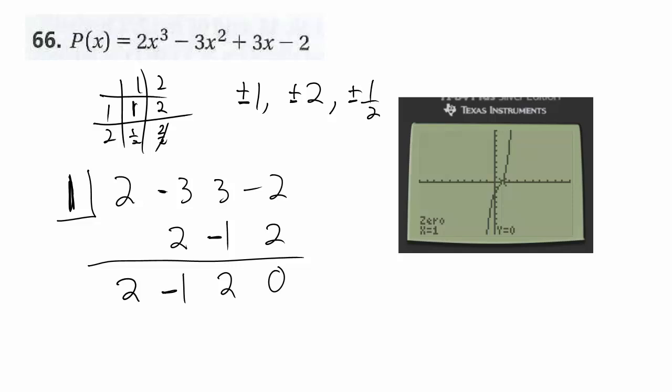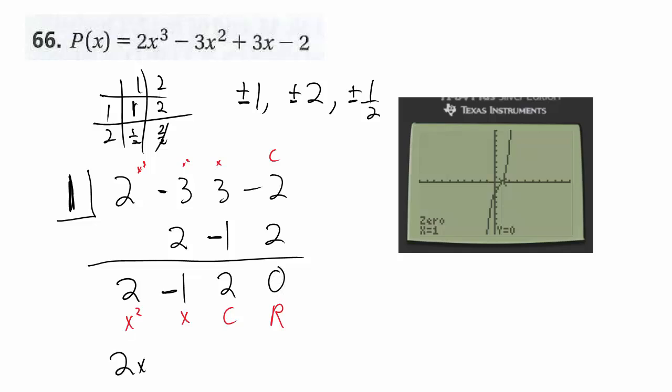So this 2, remember, this 2 represented an x cubed. This was an x squared. This was an x, and this was a constant. But it drops by a power. So this one is now an x squared. This was an x. This is a constant, and the number that's last is always the remainder.